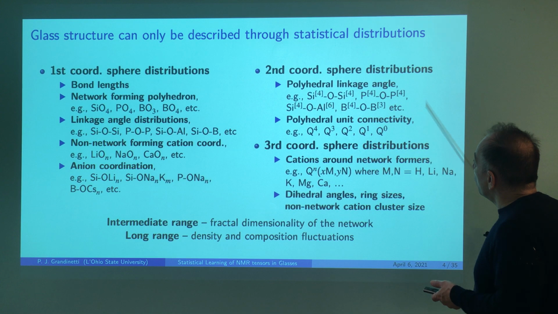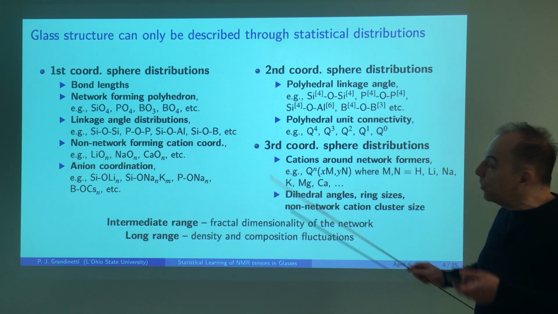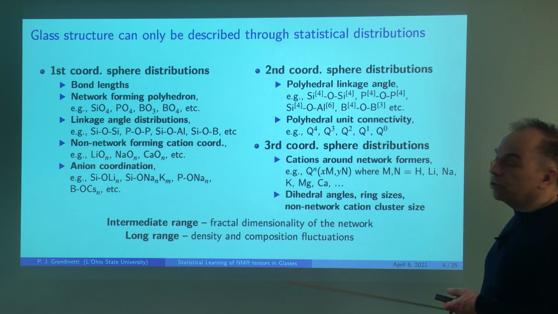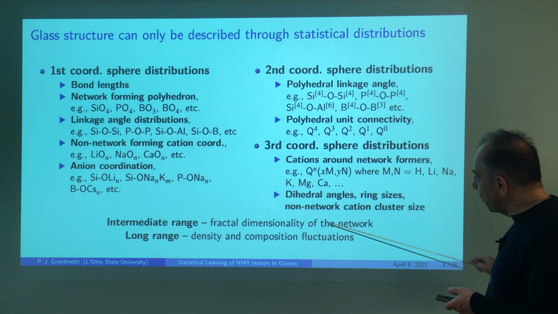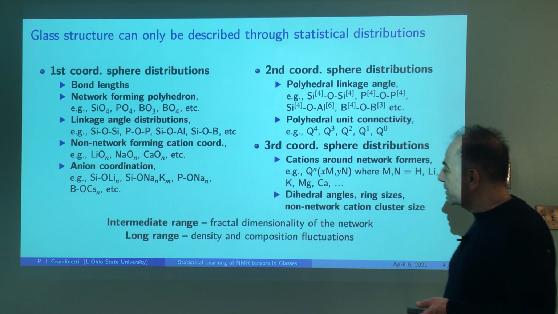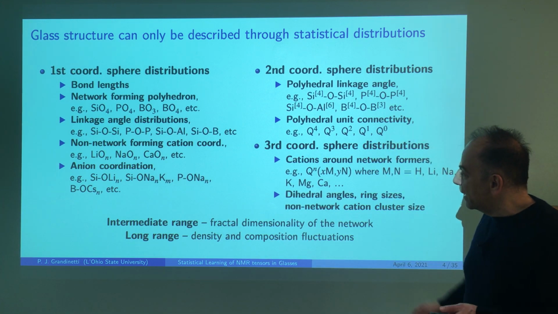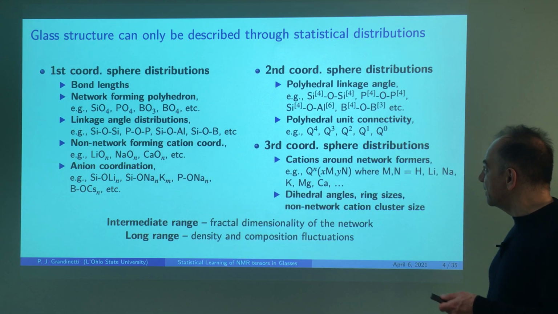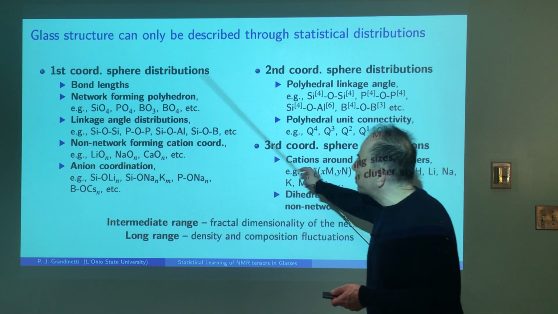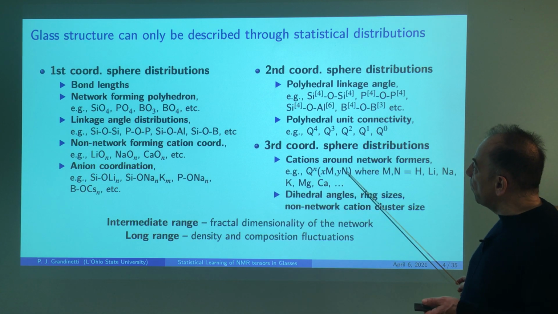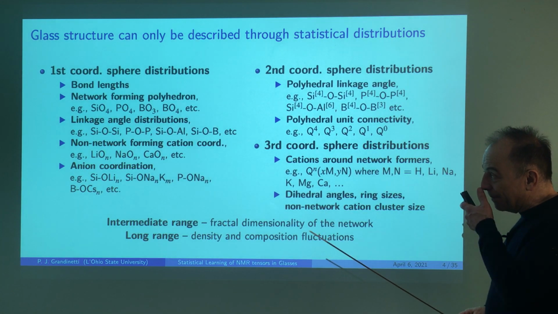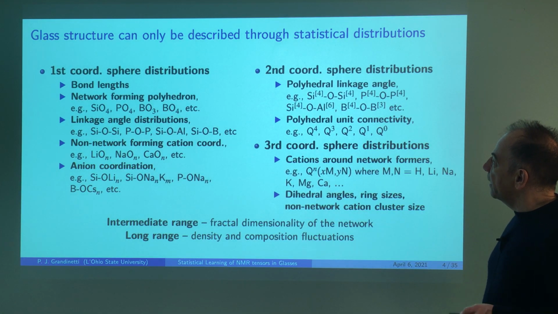Additionally, if we work harder, we can get information about second coordination sphere distributions, so things like the different types of polyhedral unit connectivities, and maybe if we're even luckier, we can get out to third coordination sphere statistical distributions, and maybe hopefully one day we can even learn more about intermediate range and so on. So the general idea with NMR is to focus on exploiting NMR to its fullest to get these types of structural distributions so that we can get a better understanding of how the structure correlates with those macroscopic properties.